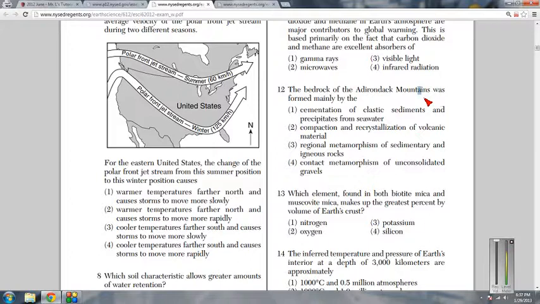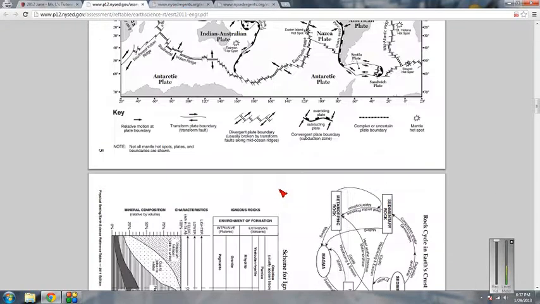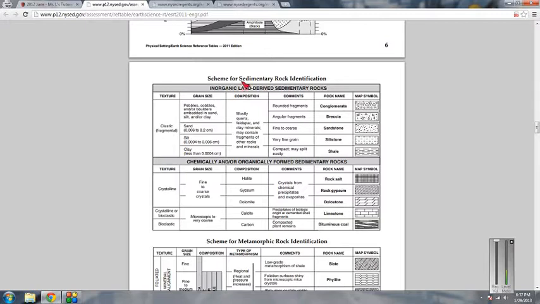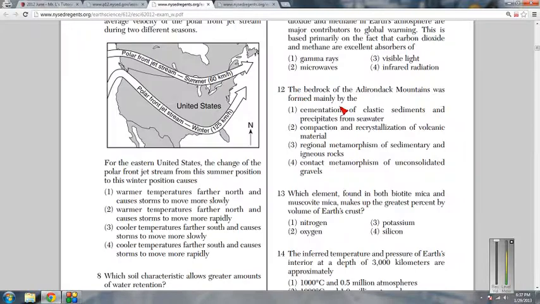Now, number 1 says cementation of clastic sediments and precipitates from seawater. Well, those definitely are sedimentary rocks, and that's what cementation of clastic sediments means, right? And again, if you go to the reference table and you come here, you have clastic. What does it say? Clastic, fragmental. That's all clastic means. It just means fragmental. So it's saying cementation of rock sediments and precipitation of water. That's not how mountains form. You know that's not how mountains form. So let's look at the next one.